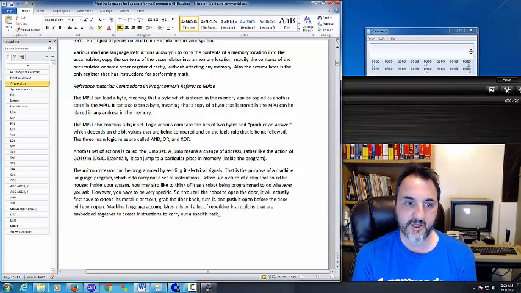The MPU also contains a logic set. Logic actions compare the bits of 2 bytes and produce an answer, which depends on the bit values being compared and on the logic rule that is being followed. The 3 main logic rules are called AND, OR, and XOR. Another set of actions is called the jump set. A jump means a change of address, rather like the action of GOTO in BASIC. Essentially, it can jump to a particular place in memory inside the program.